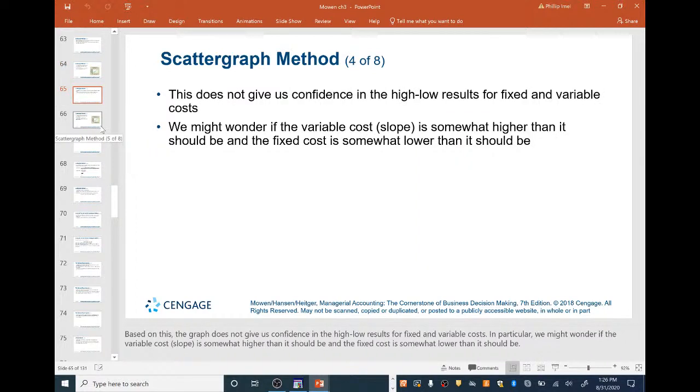This does not give us confidence in the high-low results for a fixed and variable cost, okay? So we might wonder if the variable cost, or the slope, is going to be somewhat higher than it should be and the fixed cost is somewhat lower than it should be. Because remember, variable cost is going to be the M, right? That's the slope. M is your slope. Variable cost is your slope. Fixed cost is your intercept. So remember that, it's important. Variable cost is M, that's your slope. The y-intercept is going to be your fixed cost, right?